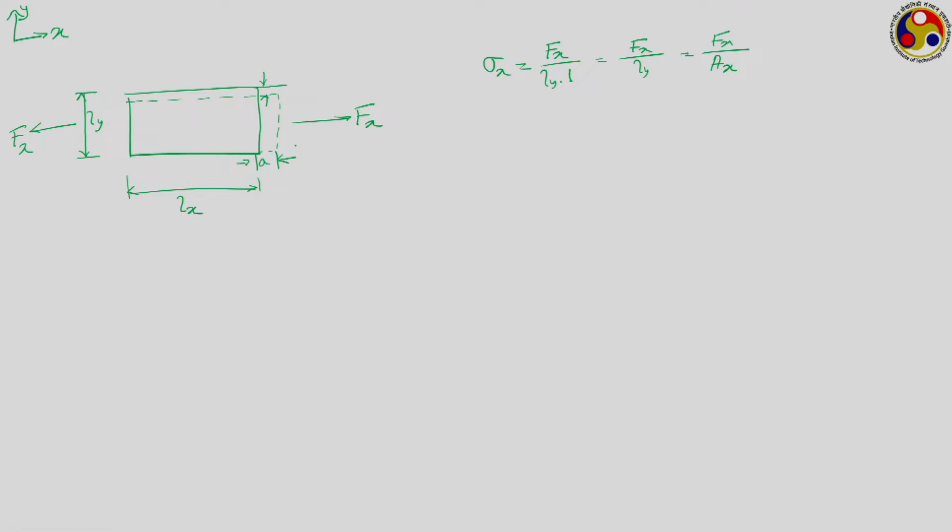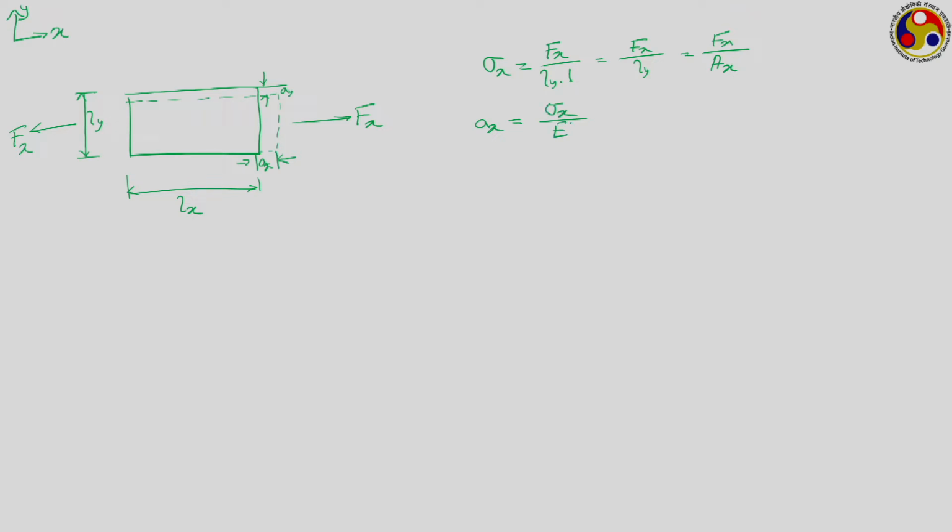Let us say this is small a in the x direction, and this is small a in the y direction, referring to the change in length because of the force acting in the x direction. Now, how much will be your a x? Once we know the value of the stress, we can write this as sigma x by E.